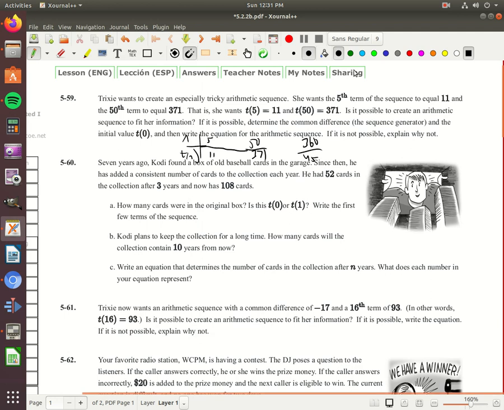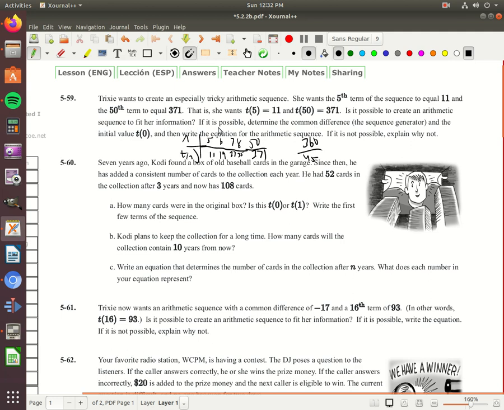So that, yeah, I mean, it does land perfectly. Remember, it can't be a decimal, but it does land perfectly. So it looks like we're going to add 8 each time. Is it possible to create an arithmetic sequence? So yeah, we would say 6 would be 19, 7 would be 27, 8 would be 35, etc. And we would expect the 50th term to land on 371. Is it possible to create an arithmetic sequence to fit our information?